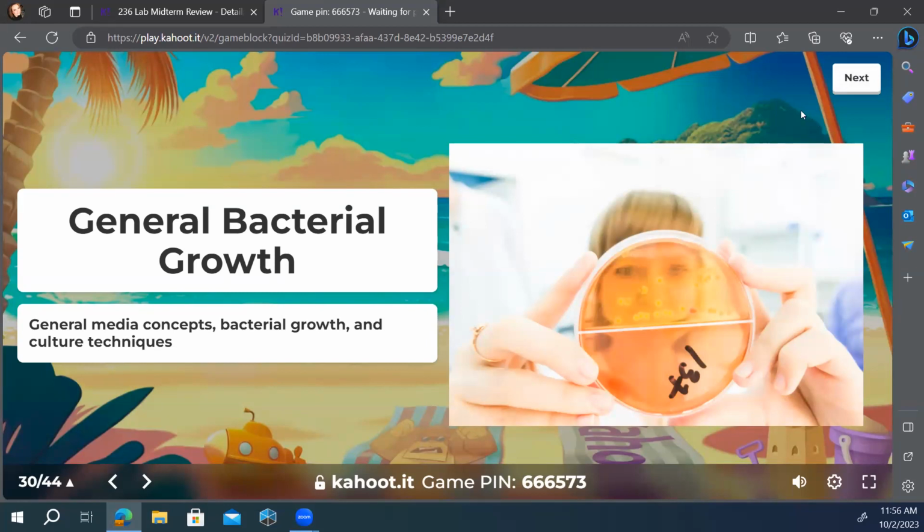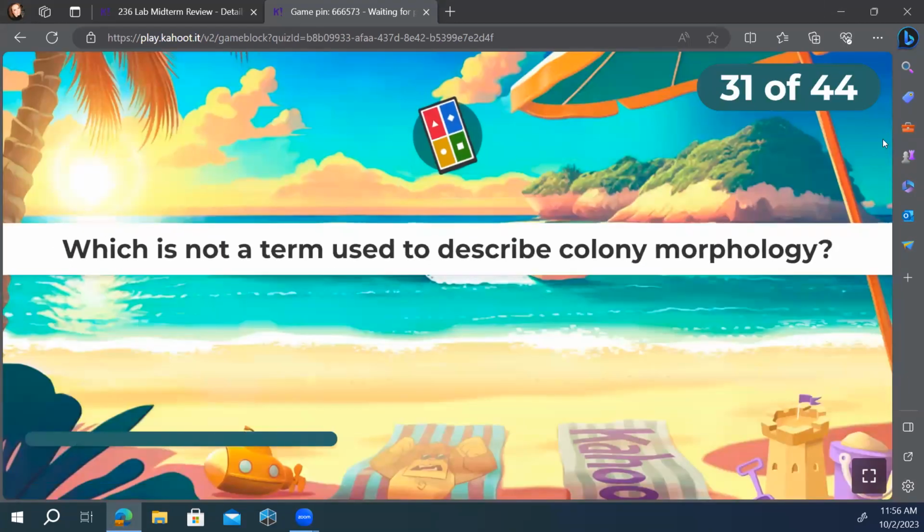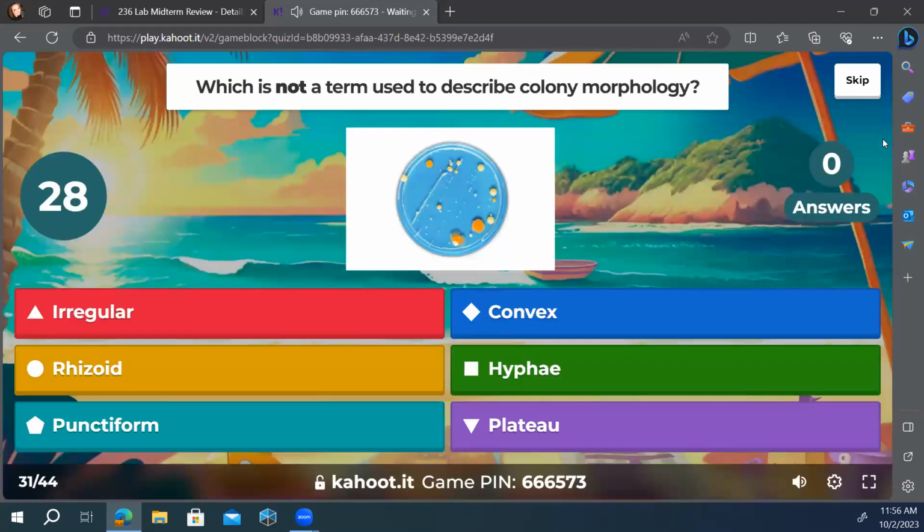all right, bacterial growth, growing things on bacteria or on media. All right, which is not a term used to describe colony morphology? Colony morphology. People forget about this one, about colony morphology. It goes back to days.